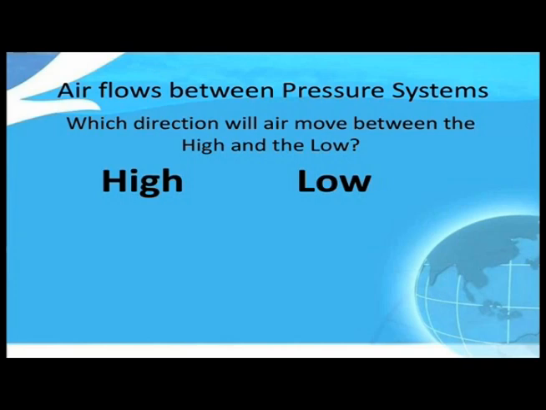Here's a high pressure on the left and a low pressure on the right. What direction will the air move between the high and the low? Think about that for a moment. Well, if you said that the air would flow from the high pressure to the low pressure, you'd be correct.